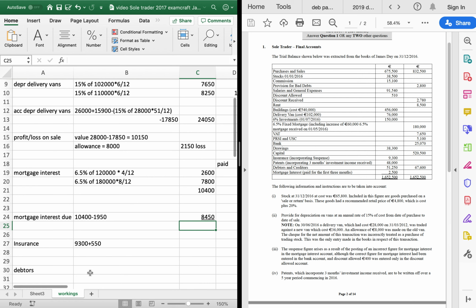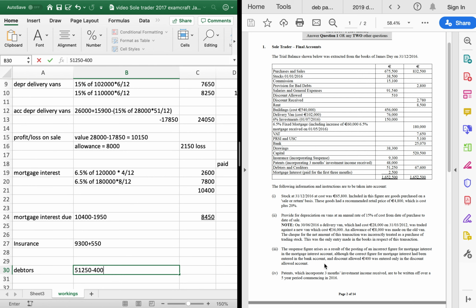So debtors 51,250, and we are going to take away the 400. And that'll give you 58.50. There might be changes to that later. If there is, I'll fix that.